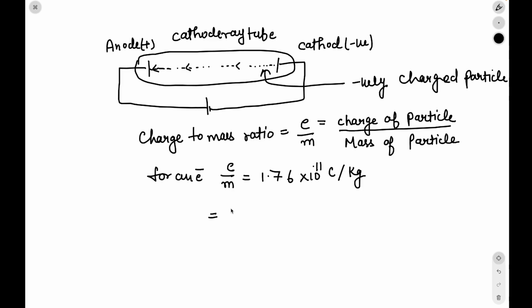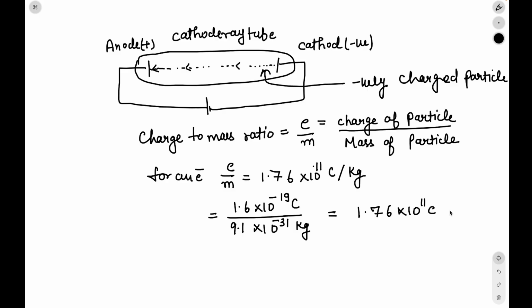Because the charge of an electron is 1.6 × 10^-19 coulomb, which is an experimental value, and the mass of an electron is 9.1 × 10^-31 kg. So this is the mass of the electron. Now we will get the value 1.76 × 10^11 coulomb per kg.